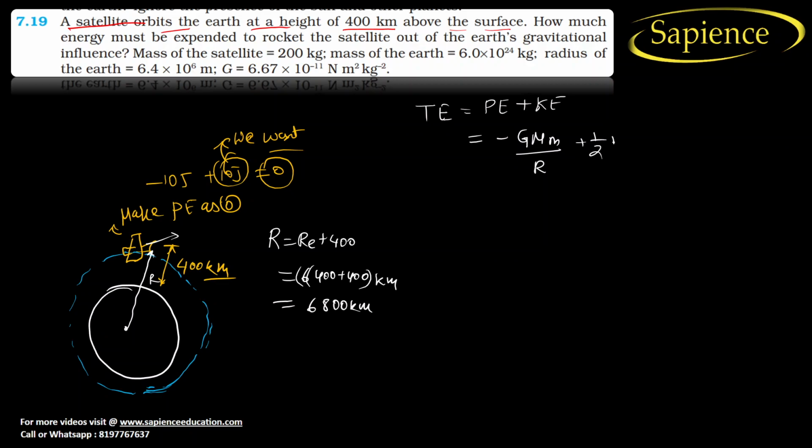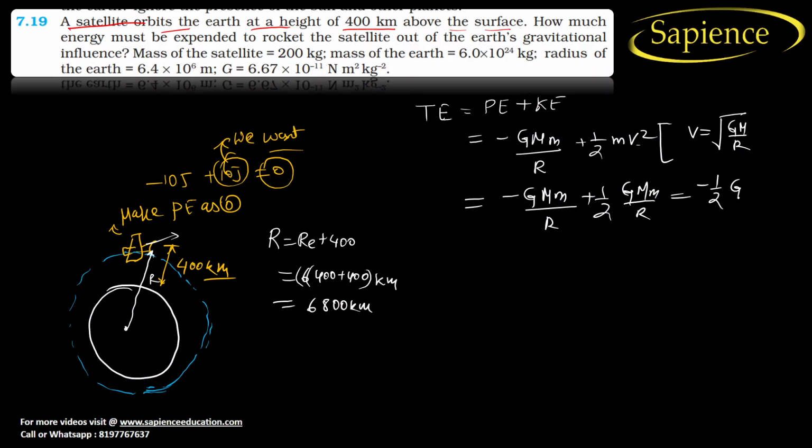Now total energy is equal to minus G into capital M into small m by R plus kinetic energy, which is half into m into v square. V is the orbital velocity. One thing we need to understand is that the orbital velocity is equal to root under G into M by R. So if we put it here, we will get minus G M into small m by R plus half G M into small m by R. So finally we will get minus half G M into small m by R.